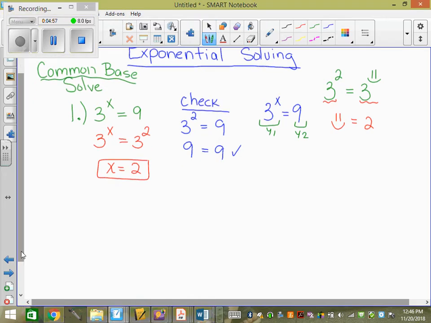So the whole thing of all of these is going to be solve. What does solve mean? Determine what the variable equals, right? So in the end, whenever I say solve, I look for what the variable is. In this case, it's x. And in the answer, I need x equals, right?